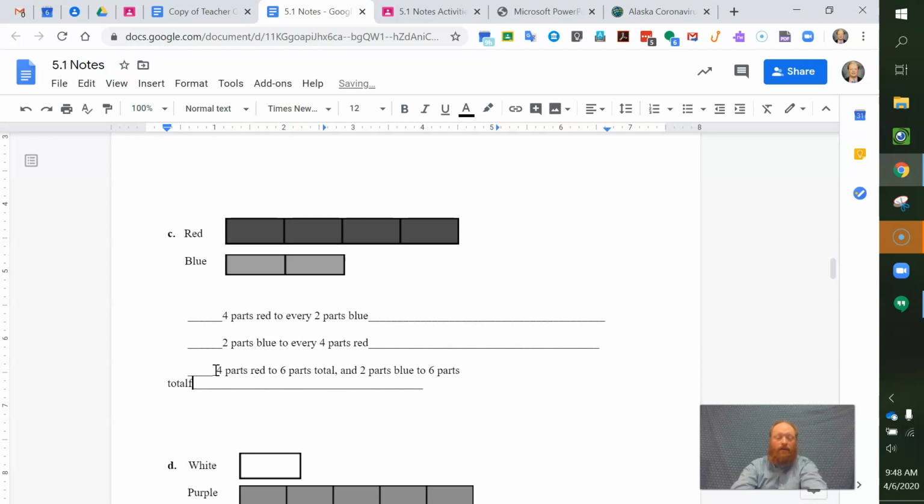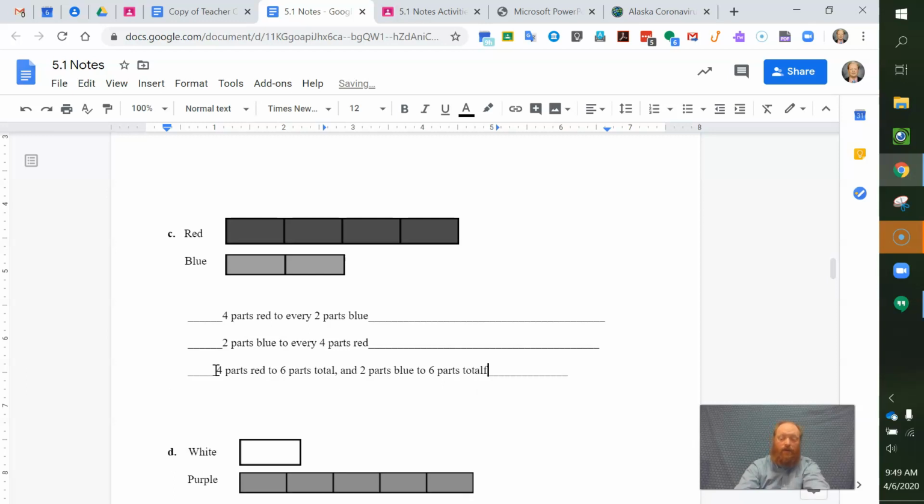Okay, so what we did is we compared the red, 4 parts red, to 2 parts blue, and then we compared the blue, 2 parts blue, to 4 parts red. So we compared red to blue, blue to red, and then we compared the red to the total, and then the blue to the total.